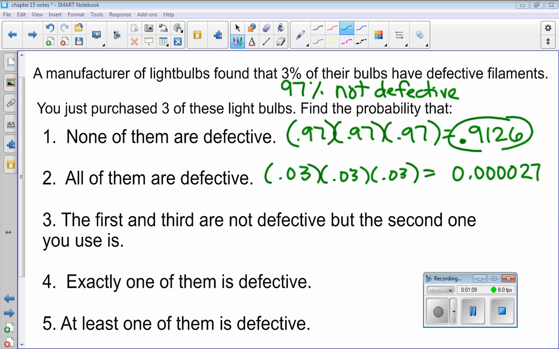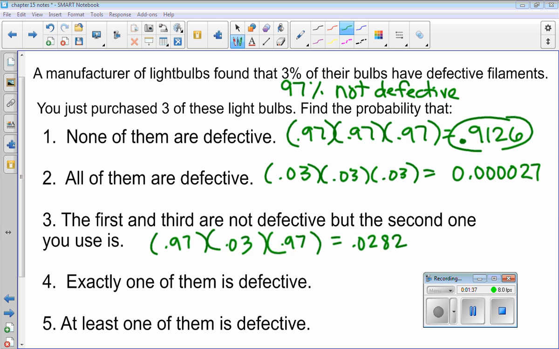The first and third are not defective, but the second one is. So we're going to do 3 slots. The first and third are not defective, but the second one is. You should agree with that. Okay? So, I don't know what that is. Tell me. 0.0282. That sounds right.